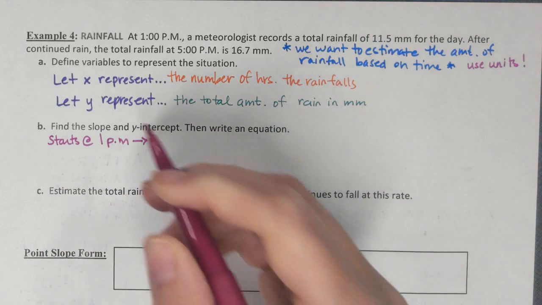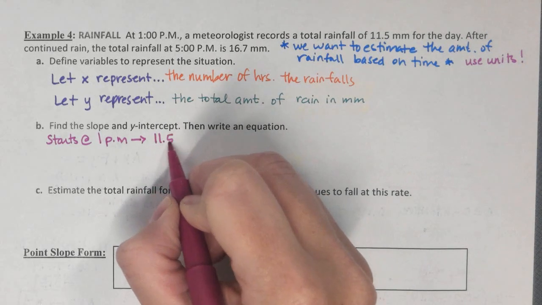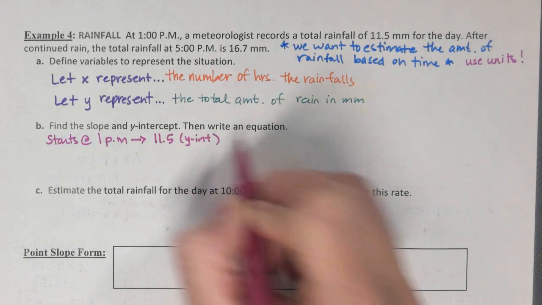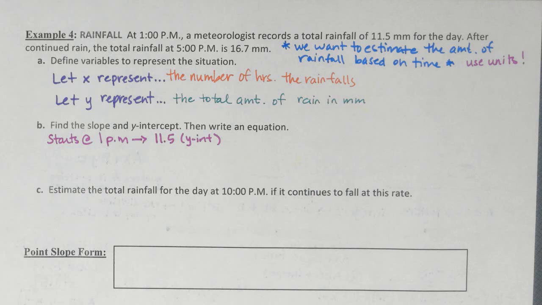Okay, so that initial value is 11.5. That's going to be your y-intercept. Wherever you're starting at, that is your y-intercept.